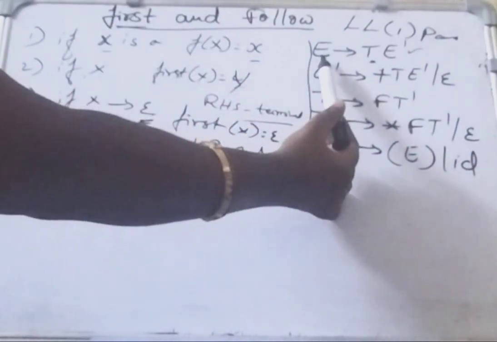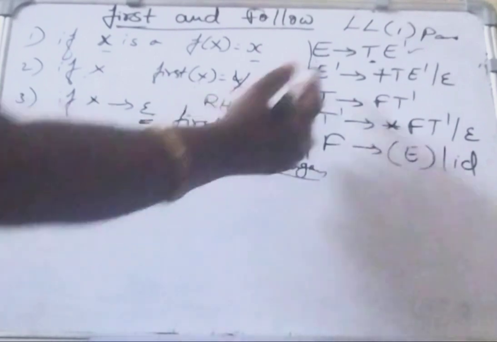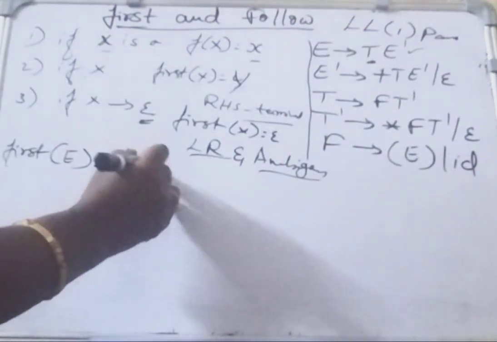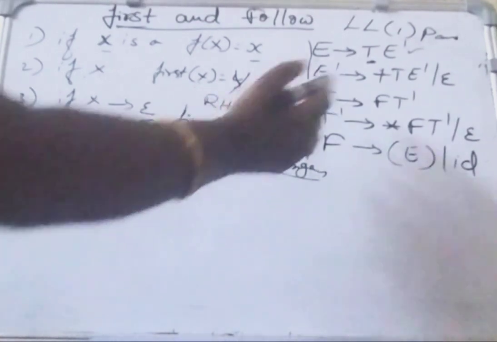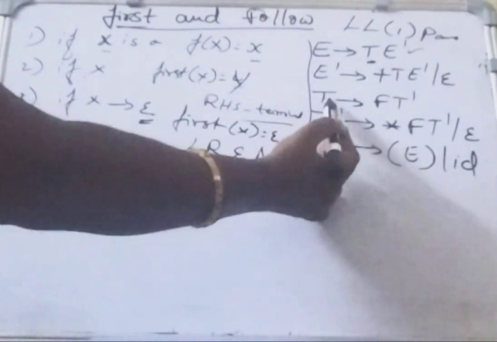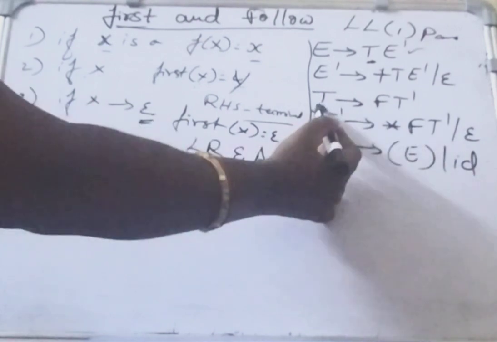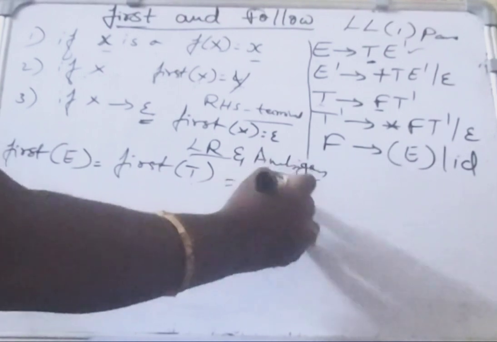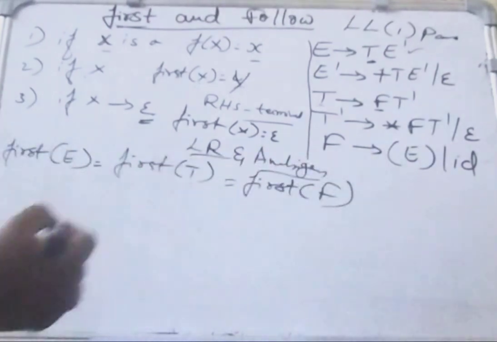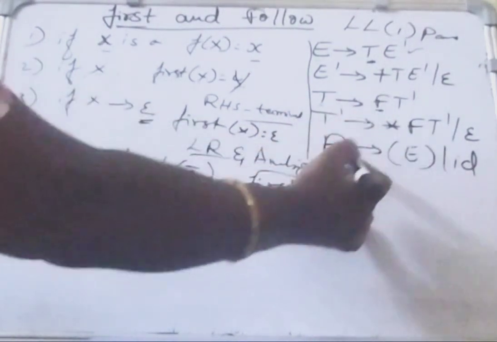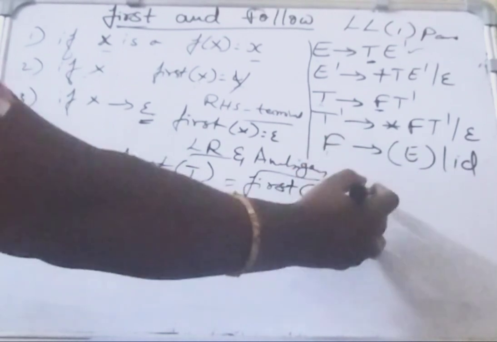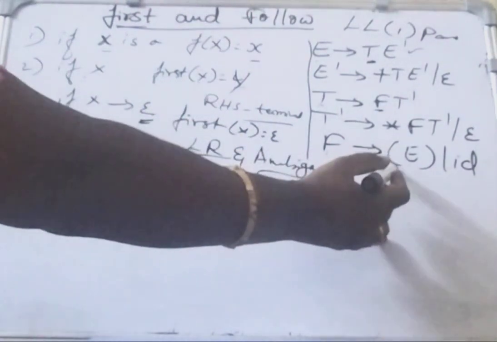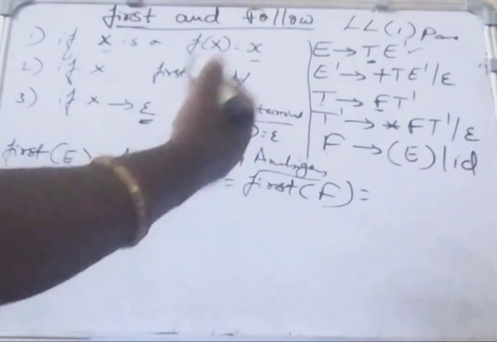Now what is first of E? First of E is equal to first of T, since the first symbol at the right hand side is T. Now T is also a non-terminal. What is first of T? The first symbol at the right hand side is F, so first of T is equal to first of F. F is a non-terminal, so what is first of F? It should have a terminal symbol at the right hand side. If you have a non-terminal symbol, then you should find the first of that symbol.